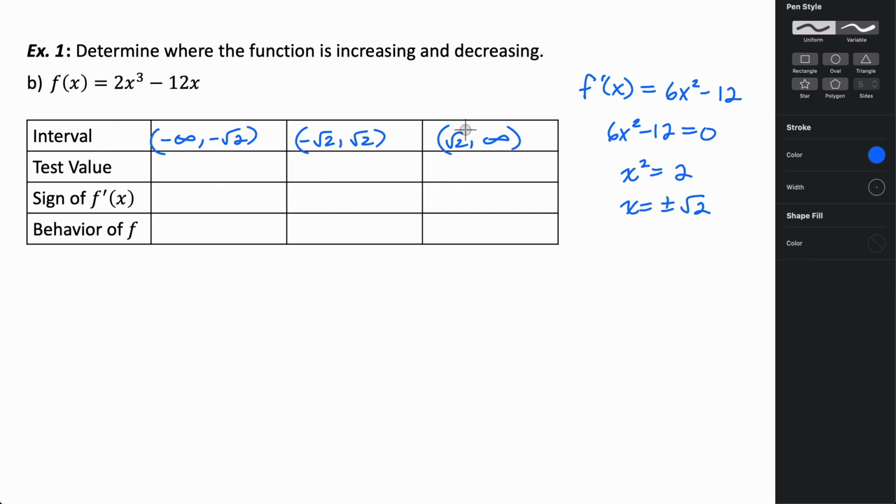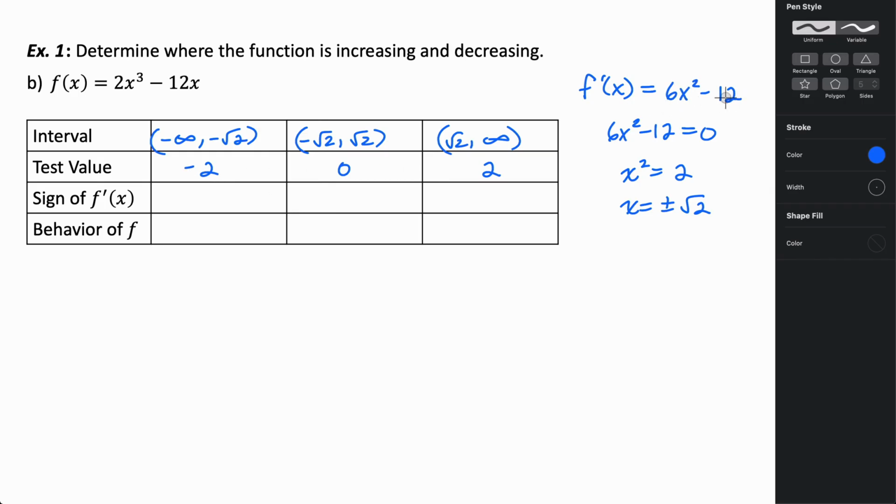Rad 2 is about 1.4, so if you want to pick a number bigger than 1.4 to test, you can, so let's just do like 1.5. Or actually, let's just make it easy on ourselves and pick like 2. Here I can do negative 2, and a nice number in between negative rad 2 and rad 2 would be 0. So let's go ahead and plug these into our derivative to determine whether it's going to be positive or negative.